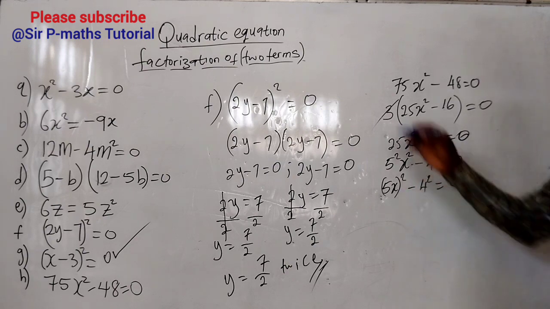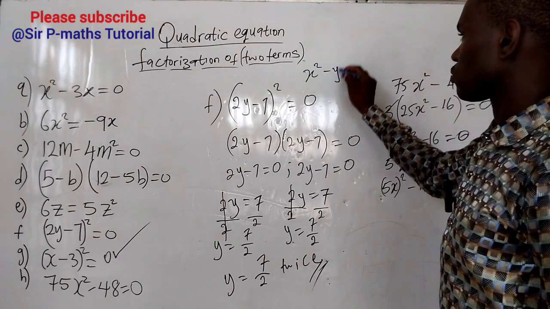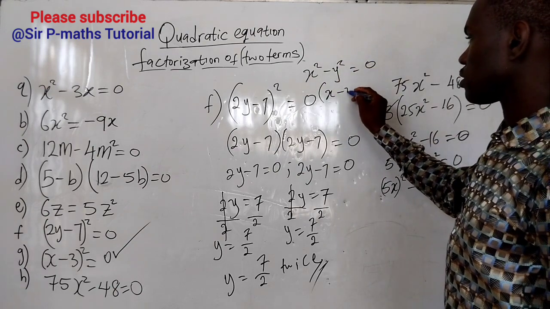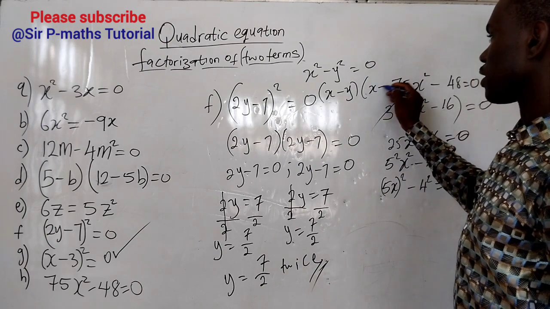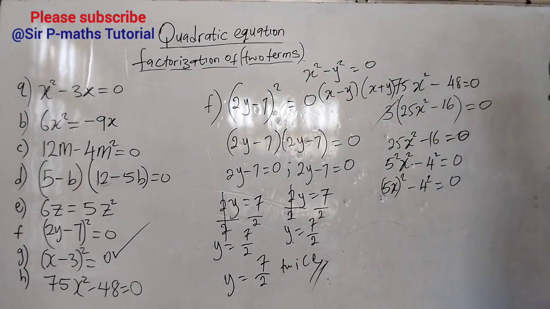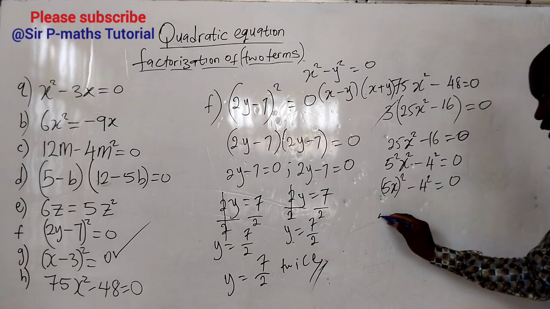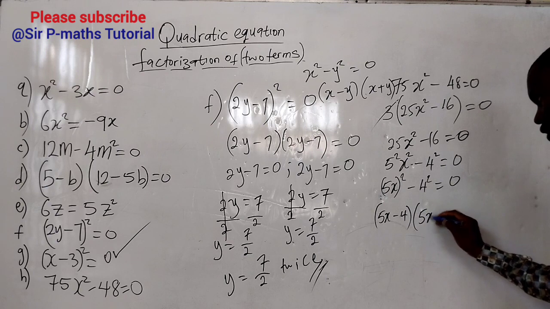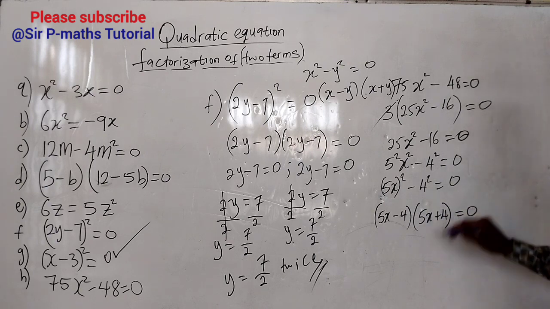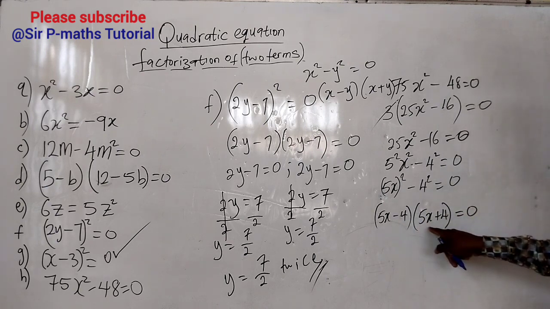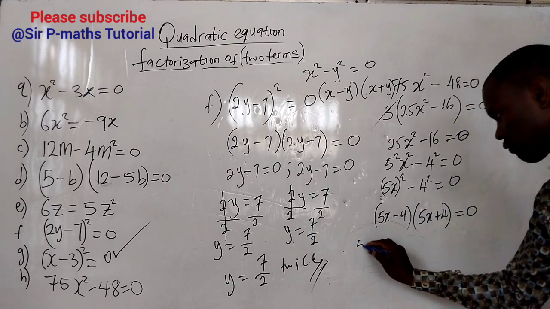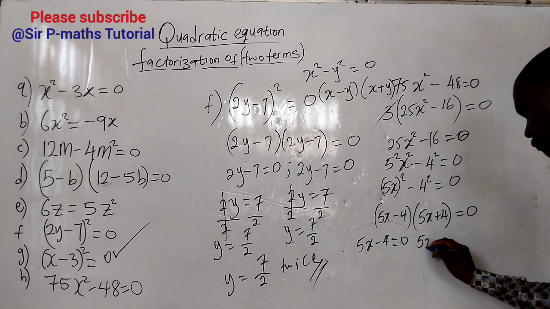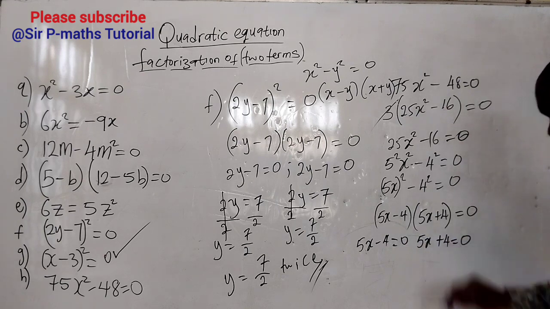Then apply the difference of two squares. If I have x squared minus y squared equal to 0, to factorize it, I will open a bracket and say x minus y and x plus y. And that is it. So let's do it here. I will have 5x minus 4 and 5x plus 4 equal to 0. Then equate each of them to 0. I will have 5x minus 4 equal to 0, and 5x plus 4 equal to 0.